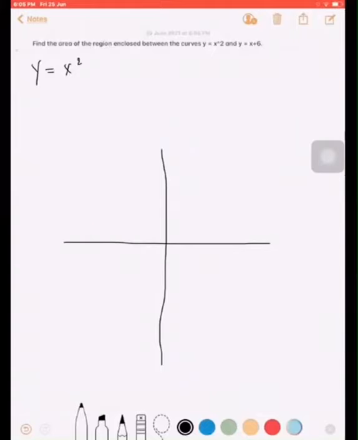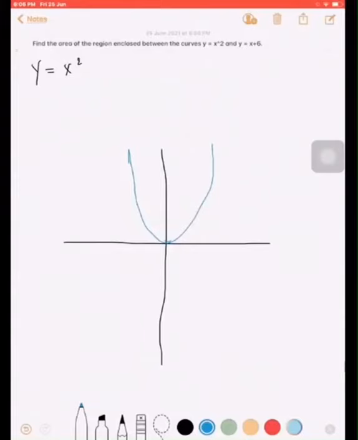So we all know that y equals x squared is the equation of the parabola, which is symmetric about the y-axis and has its vertex at the origin. It should be like this. Sorry about my drawing.